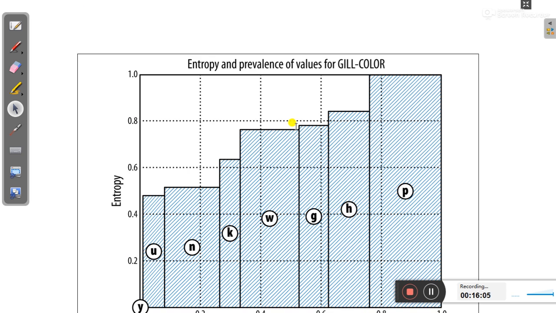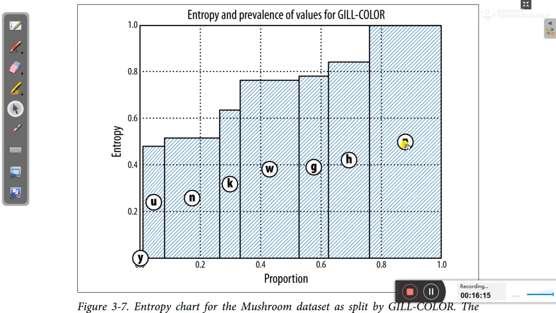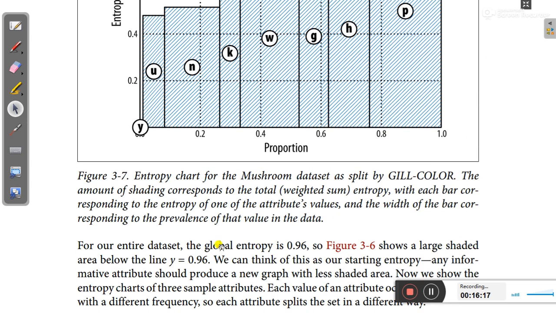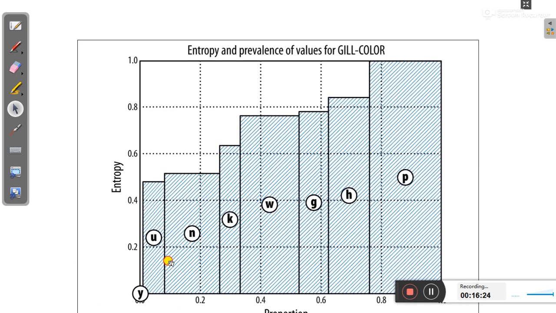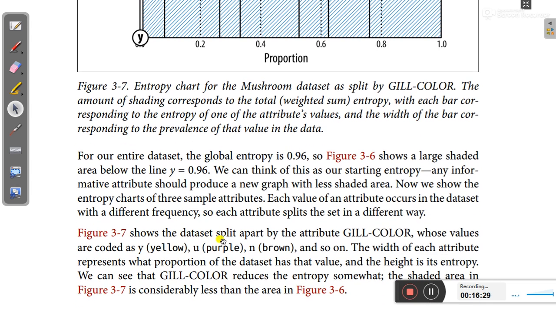Some of them are lower in entropy, some have higher entropy. So we can say that the entropy of this one, P, is higher. For the entire data set the global entropy is 0.96, so the large shaded area is below the line y equals 0.96. Figure 3.7 shows the data split apart by the attribute gill color, whose values are coded as yellow, purple, brown and so on.